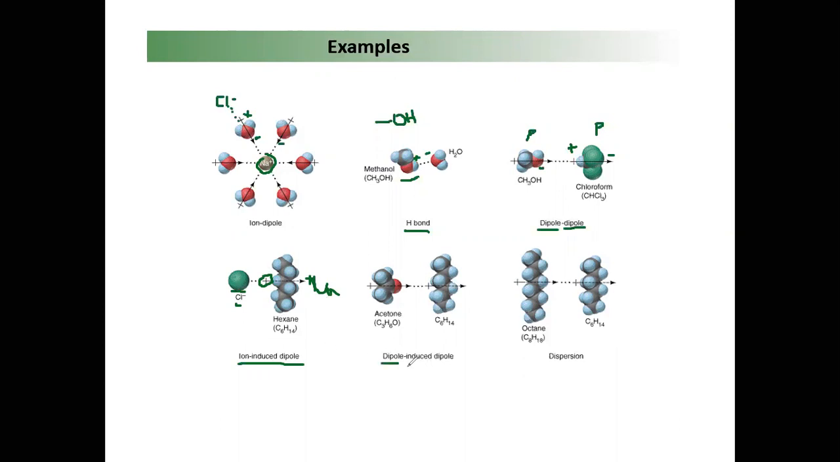Next, we have dipole-induced dipole. We have acetone, which is a polar molecule. Hexane is a nonpolar molecule. So if you try to put acetone in hexane, this is the resulting interaction. Again, the positive end of the temporary dipole on hexane interacts with the negative end of acetone, forming that dipole-induced dipole.